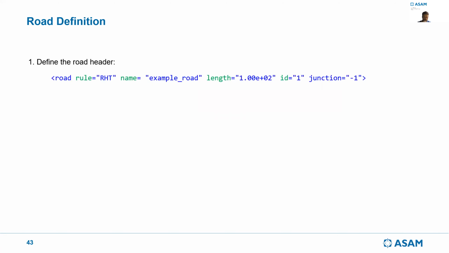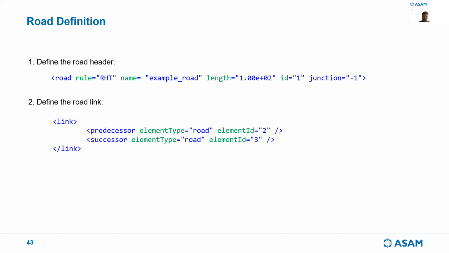So what do we need to do to define a road? First of all, we need to define the road header. And there we have the mentioned rule. In that case, we have right-hand traffic. The name of our awesome road is going to be example road. It has the length of 100 meters. It's the ID 1, and we are not part of a junction.